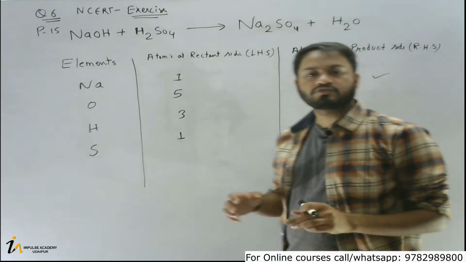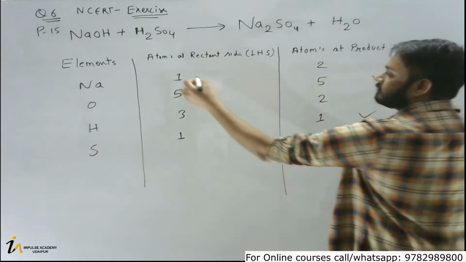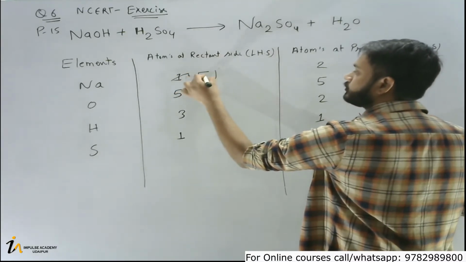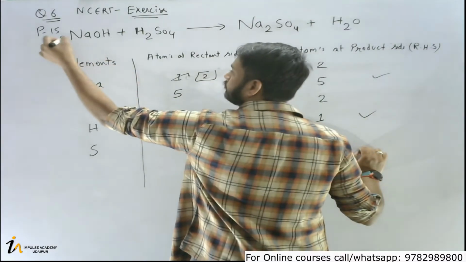First we'll balance the sodium, that is Na. We'll multiply here with 2, and write here 2 by multiplying by 2.